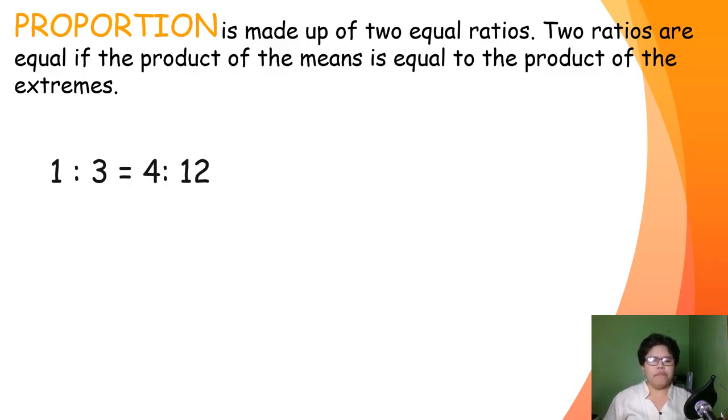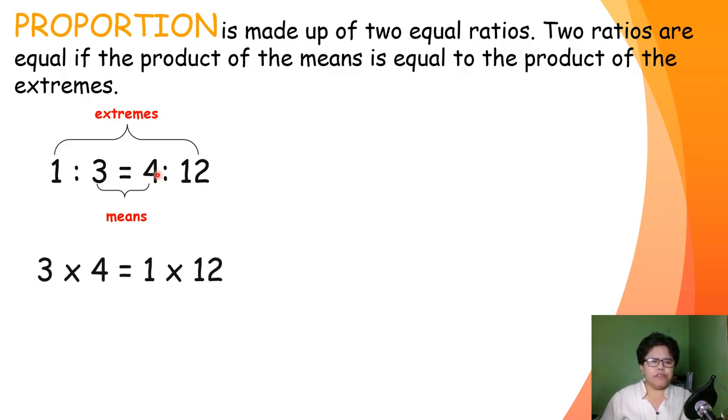Now, in my previous video, sinabi ko doon na there are different parts in a proportion, and ang pinaka-importante doon are these parts, which are the extremes. And then, itong nasa loob are the means. So, it says here, kung i-multiply mo tong dalawa, ang product nito ay equal lang sa product nitong dalawa kung i-multiply mo rin to. So, multiplying, you get 3 times 4, and these are the means, is equal to 1 times 12.